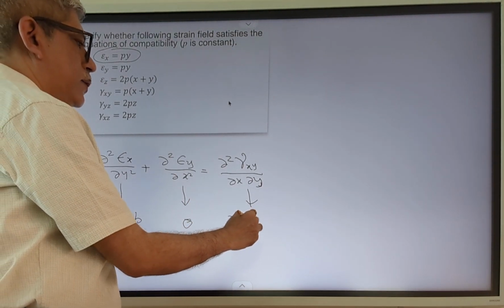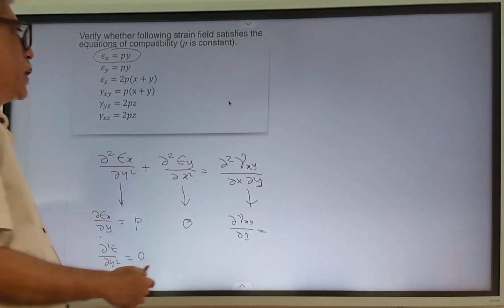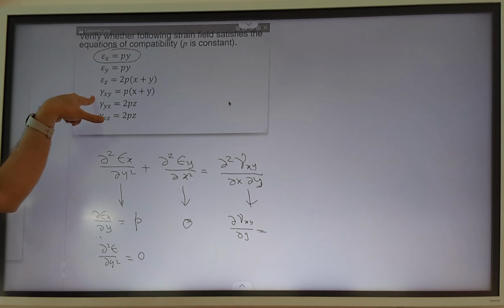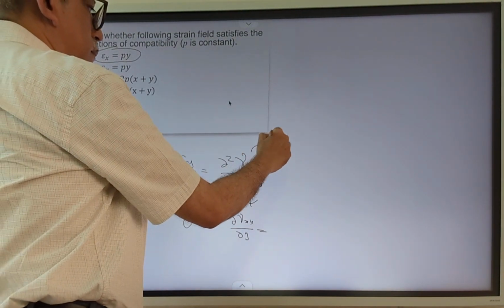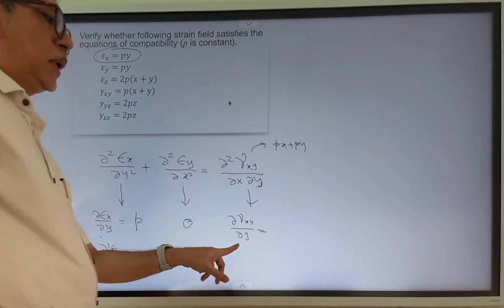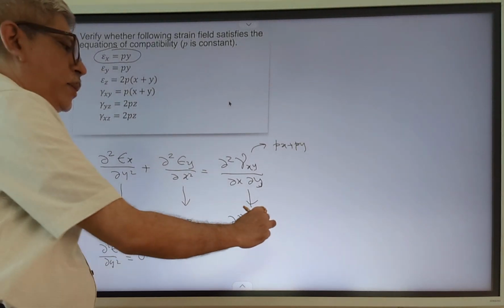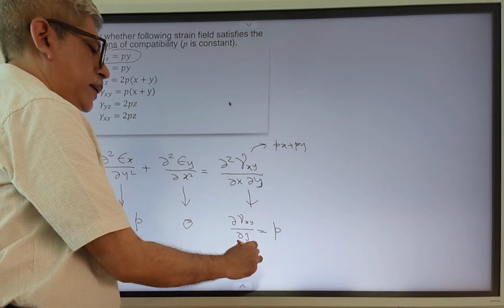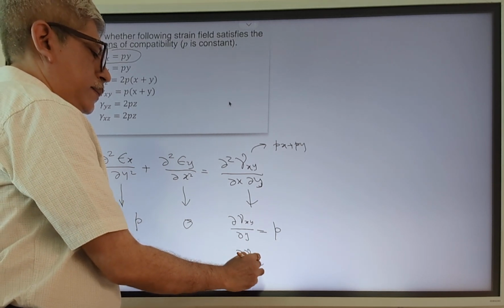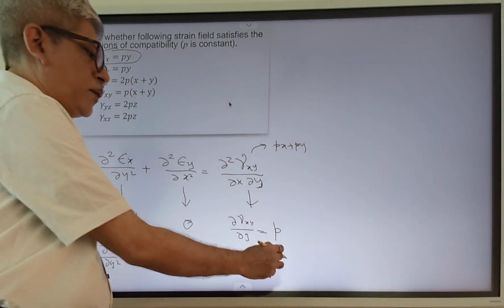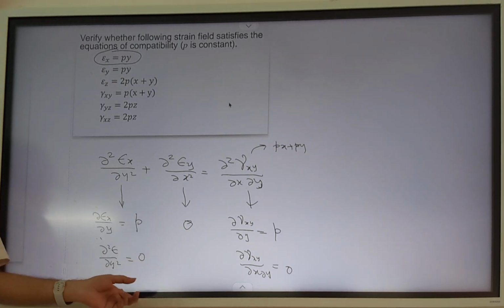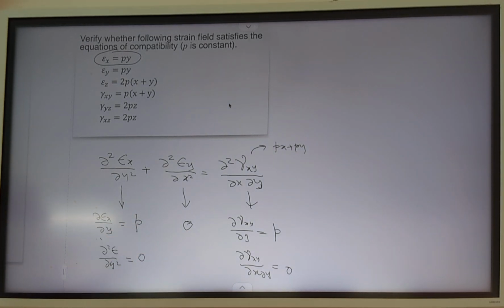So gamma xy by gamma y. If we differentiate with respect to y, what will you get? It is px plus py, and you are taking the partial derivative. So this is px plus py. So the first derivative with respect to y will be p, and then you are taking the derivative with respect to x of this, so that would be g. So you can see here that this equation gets directly satisfied.